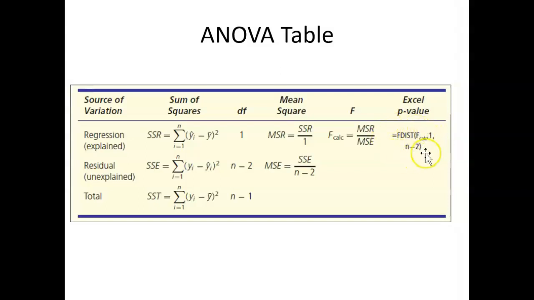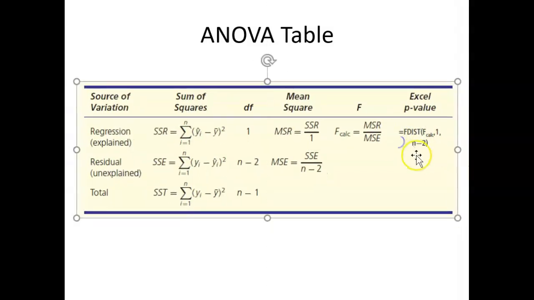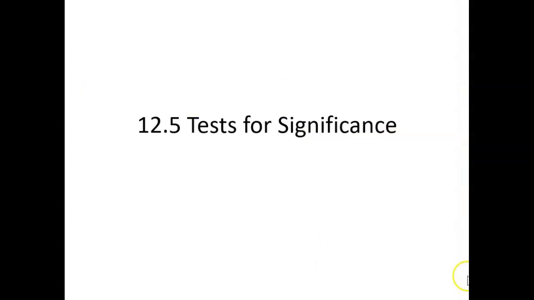And if you typed in this Excel formula, equals FDIST with the F calc, the F statistic from this portion of the table, and then 1 for the degrees of freedom of the numerator, and n minus 2 as the degrees of freedom for the denominator, then you'll get the p-value for this F test. Okay, now we can get back to section 12.5.